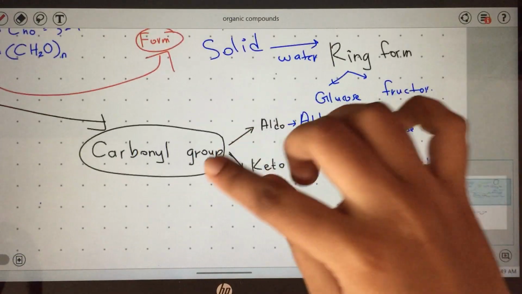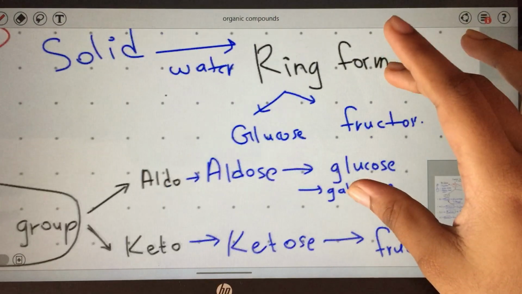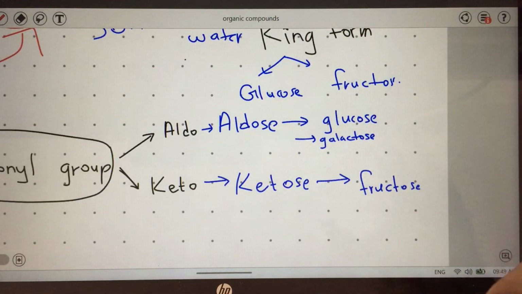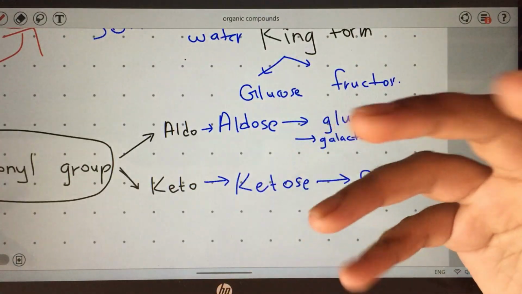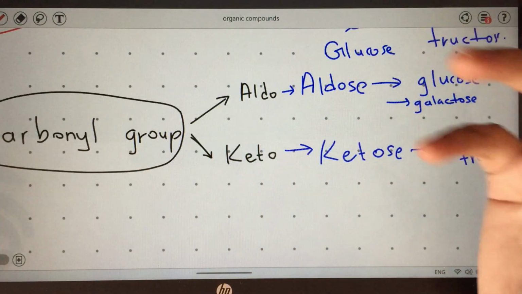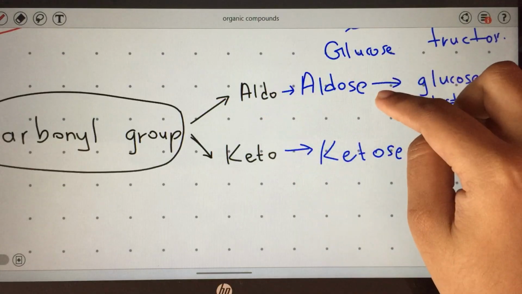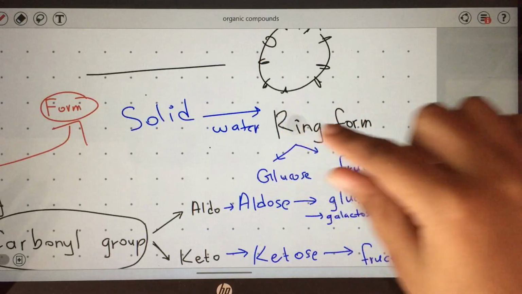Now we move on to carbonyl group. Based on the carbonyl group also you can classify monosaccharides, but you don't have to know every example of whether it's an aldose or a ketose. You have to know only whether glucose, galactose and fructose are aldose or ketose. There are 2 types of carbonyl group: aldose and ketose. If aldo group is there, you call it aldose. If keto group is there, you call it ketose.